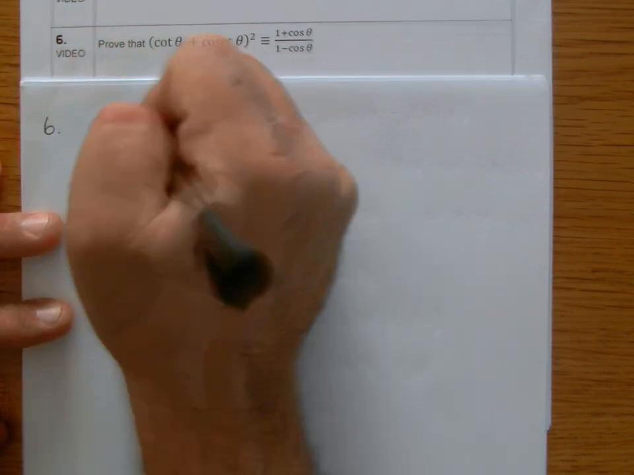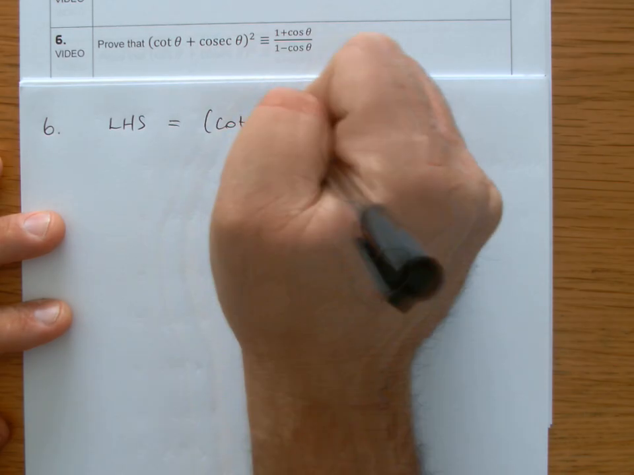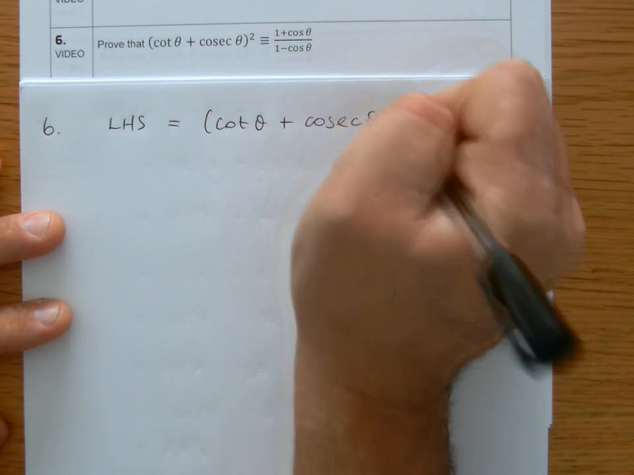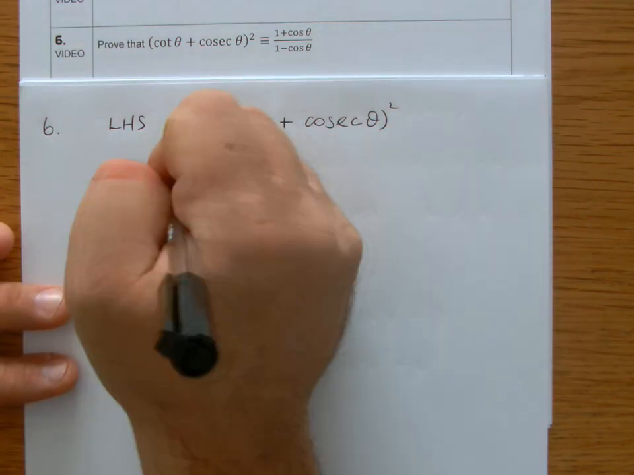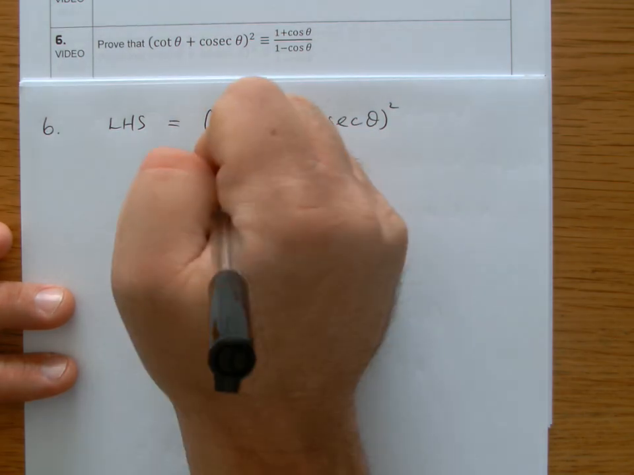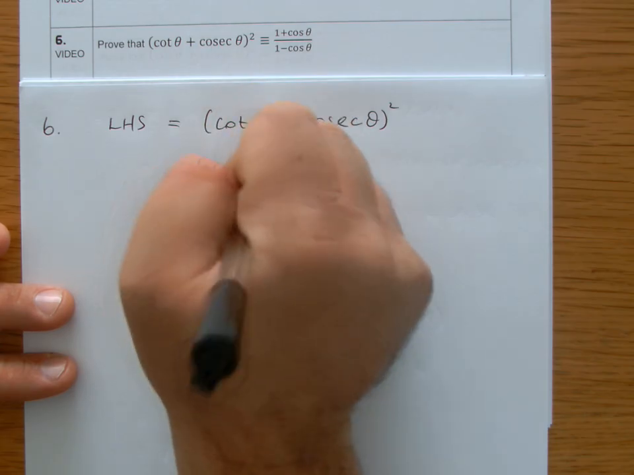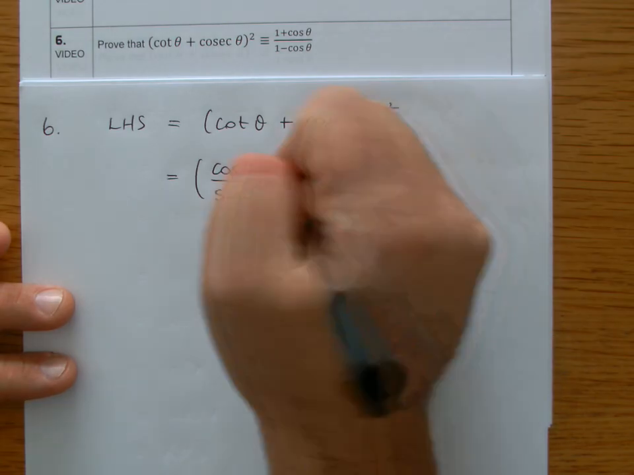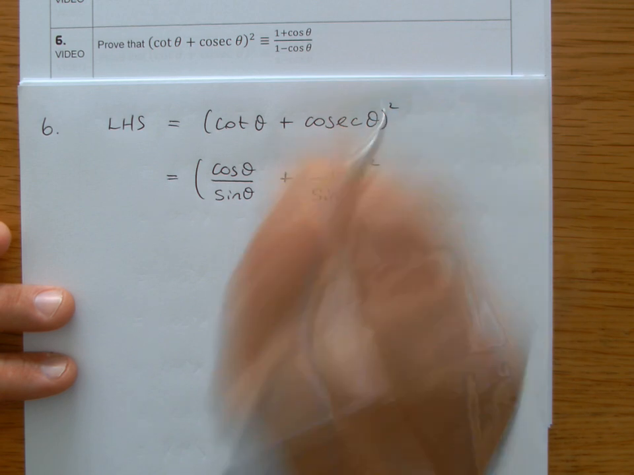Okay, so question 6, left hand side is equal to (cot theta plus cosec theta) all squared. Now, when I considered this, I thought about cot theta, because if you think about cot theta, it's actually cos theta over sine theta, yeah? And when I thought about that, I reasoned, of course, well, cosec theta is 1 over sine theta, so we've actually got the same denominator, okay?